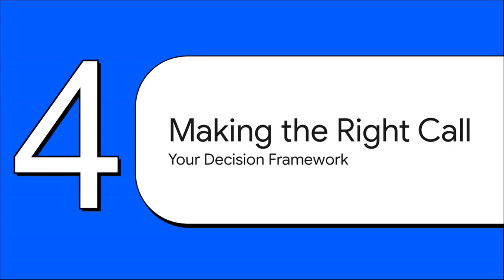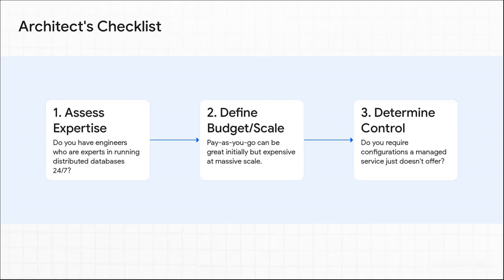Let's build a simple, actionable framework to help you guide that decision. Here it is, your 3-point architect's checklist. Number 1, be brutally honest about your team's expertise. Do you have engineers who are legitimate experts at running complex distributed databases 24/7? Number 2, what's your budget and how big do you think this thing will get? A pay-as-you-go model that's cheap today could be wildly expensive a year from now. And third, how much control do you really need? Do you require some special configuration or plugin that a managed service just won't let you have?